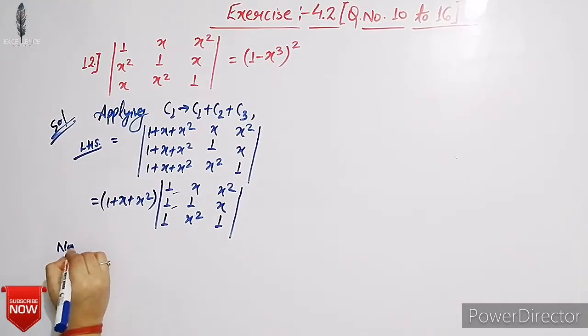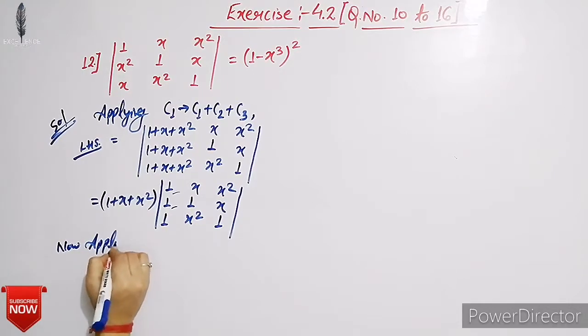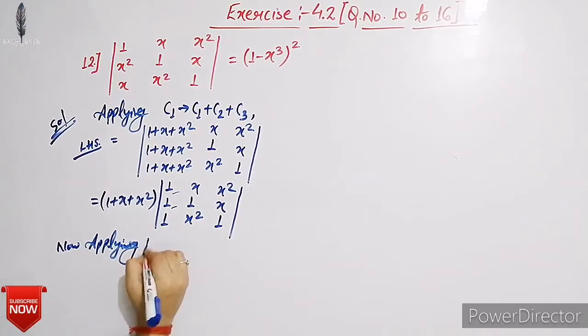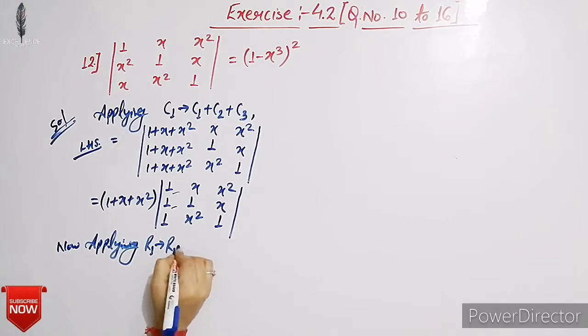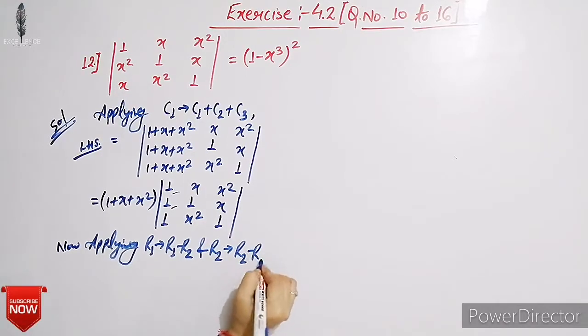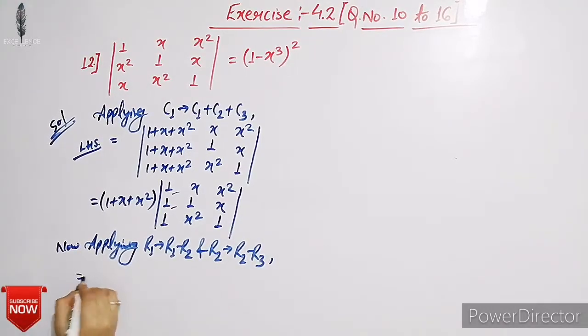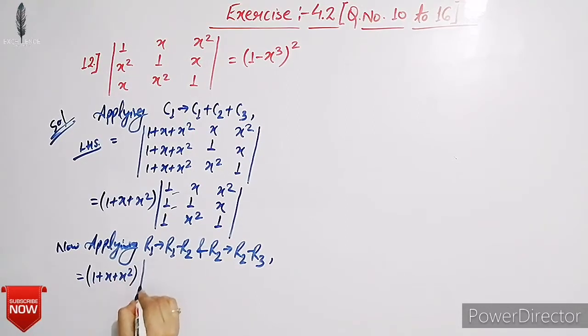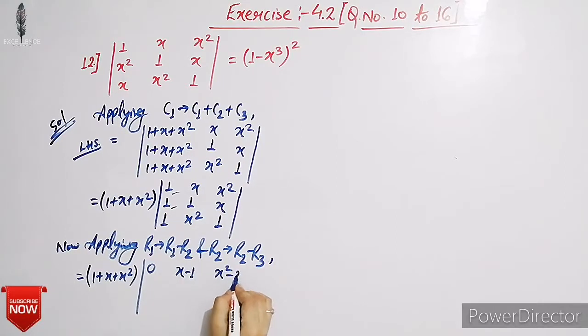So applying the change, R1 is such that R1 minus R2, and R2 is such that R2 minus R3 to get 0. So it is equal to 1 plus x square into R1 becomes 0, here x minus 1, here x square minus x, and R2 becomes 0, 1 minus x square, and here x minus 1. R3 is same.